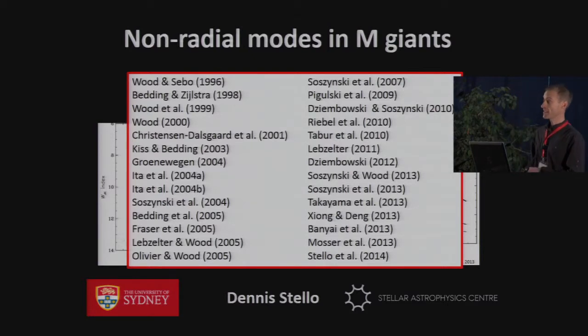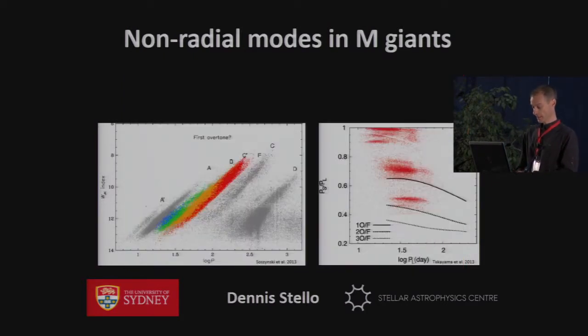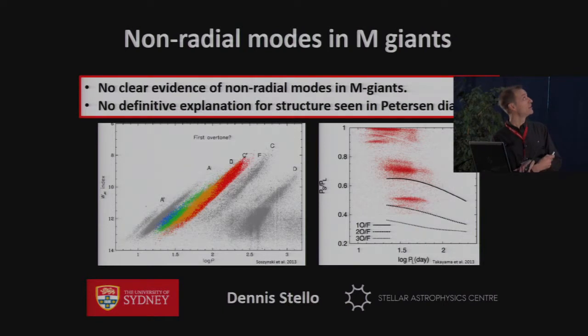So a few papers have actually included theoretical calculations of non-radial modes, but haven't been able to really match that nicely with the data. So at the moment, we were then left with no clear evidence for non-radial modes in M giants, and no definitive explanation for the structure seen in particular in the Peterson diagram.